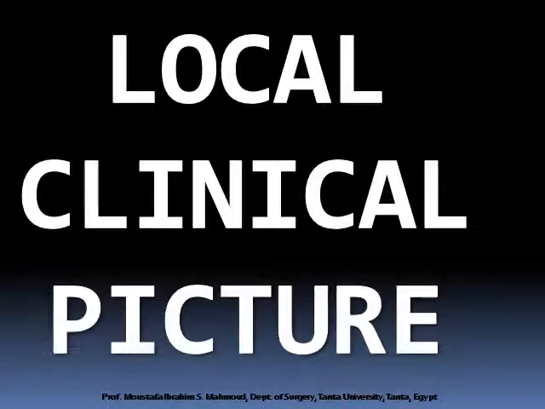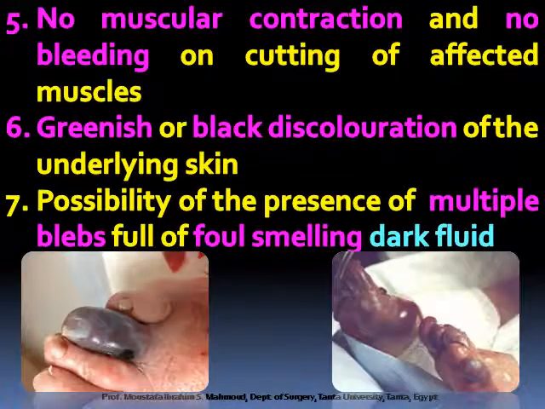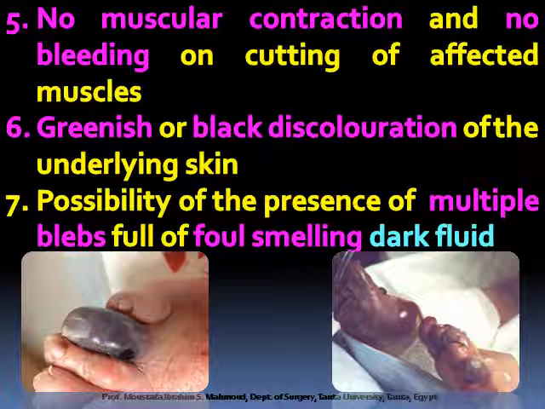Local clinical picture: local pain and numbness, swollen wound with gas crepitus, sanguineous wound discharge with characteristic odor, brick red, then greenish, and finally black discoloration of the affected muscles. No muscular contraction and no bleeding on cutting of the affected muscles. Greenish or black discoloration of the underlying skin. Possibility of the presence of multiple blebs full of foul-smelling dark fluid.